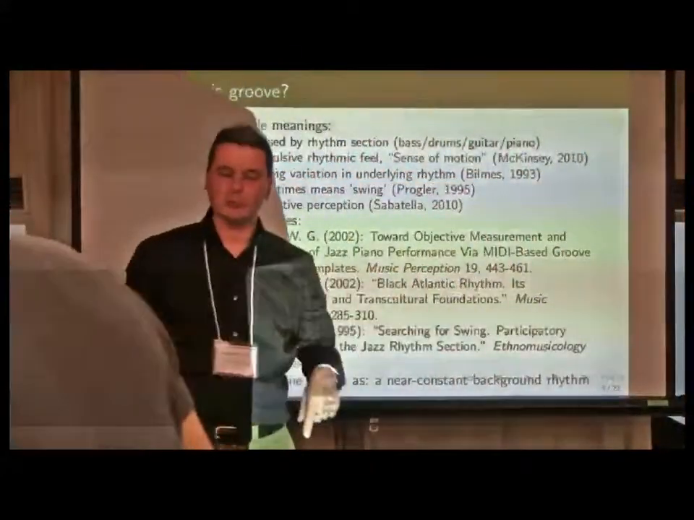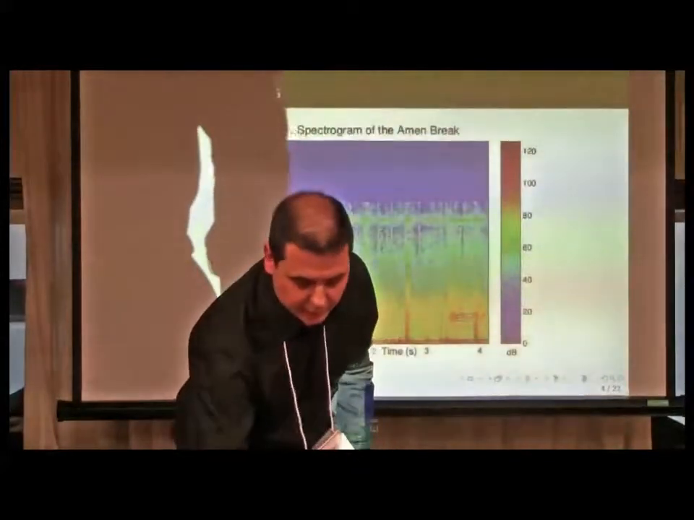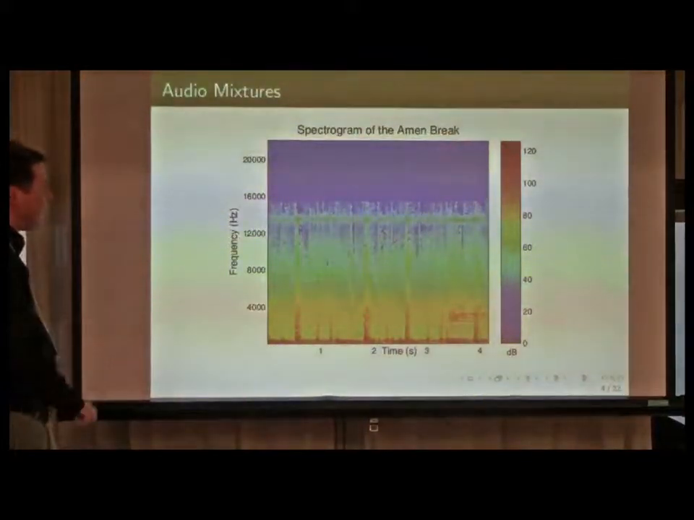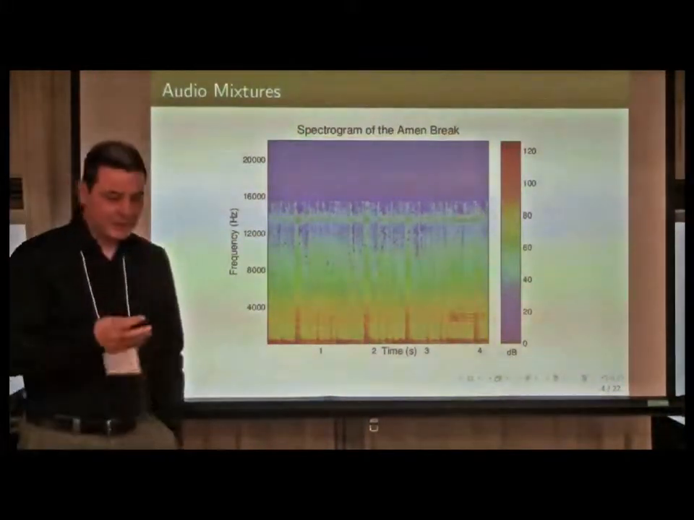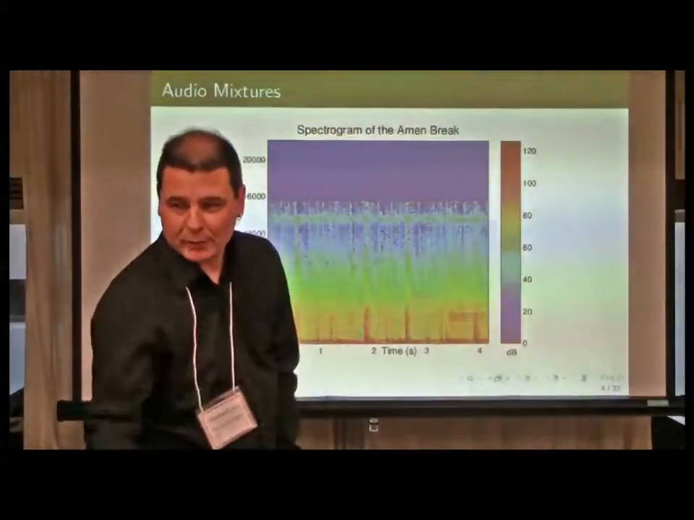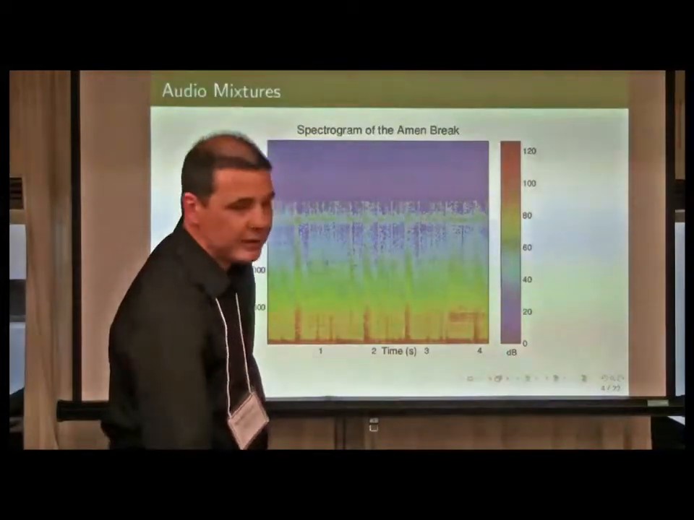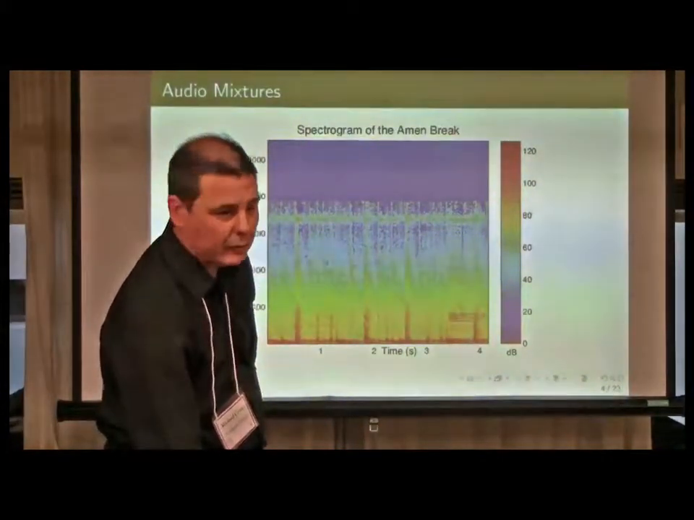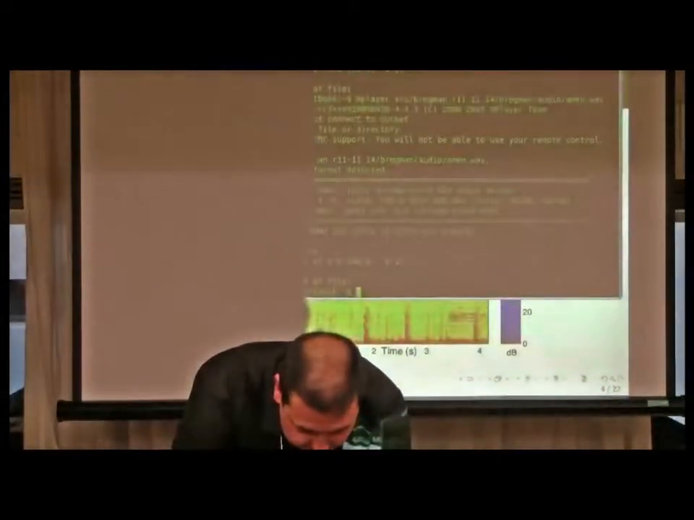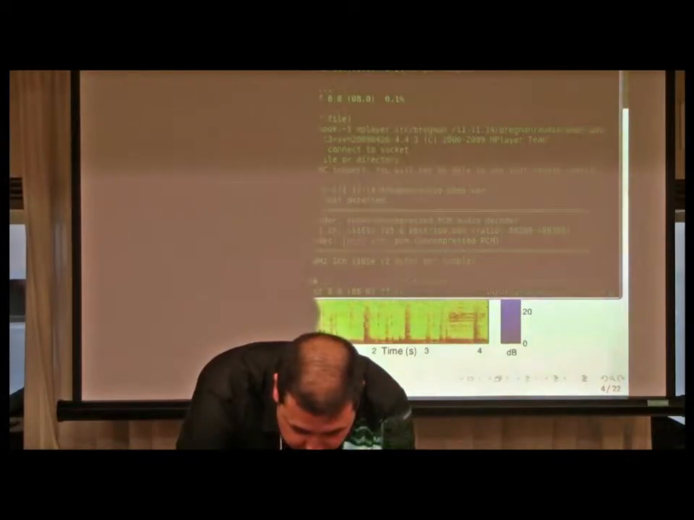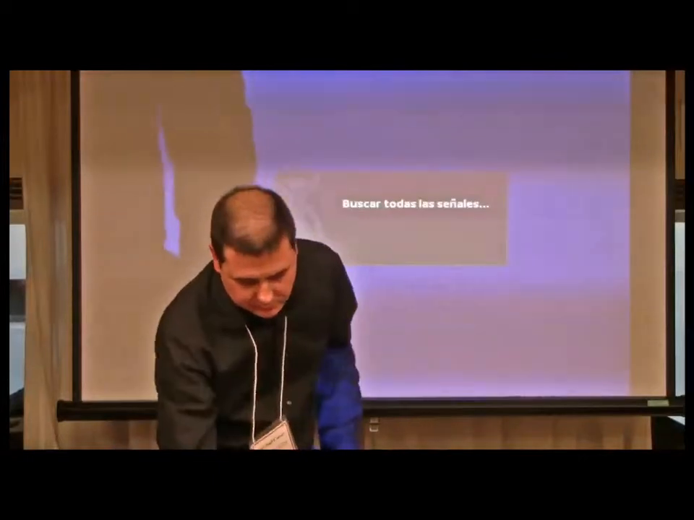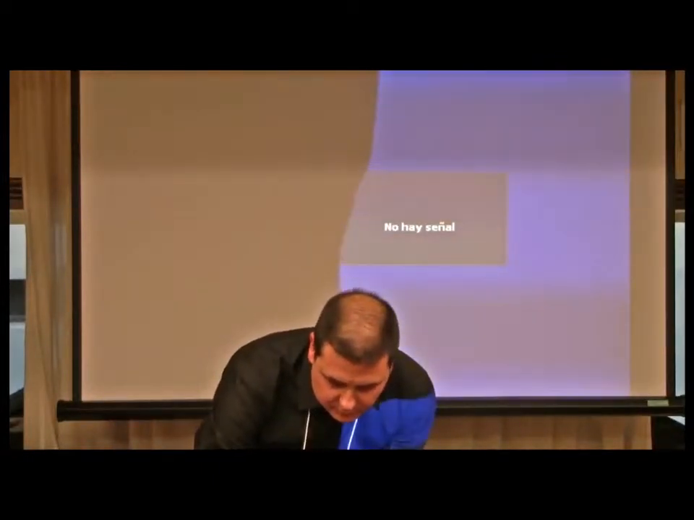All right, so let's go to a specific example. This is a spectrogram of a particular rhythm, a particular drum beat that's used over and over again. It's called the Amen break, and if you know it, you'll recognize it. If you don't know it, if you listen to it when I play an example of it, you'll start to hear it everywhere. I'll give you an example of it. This is a kind of background rhythm that's used in a lot of different songs.